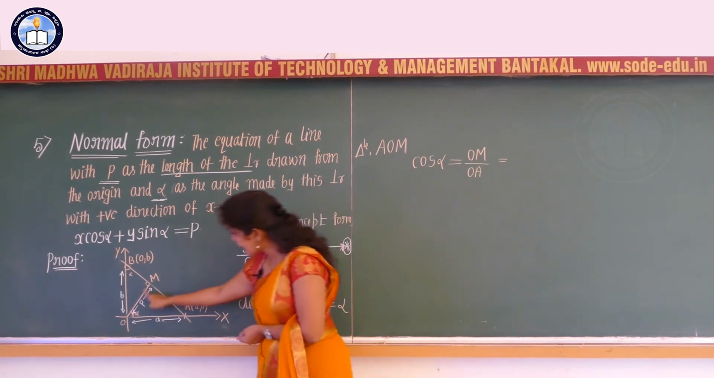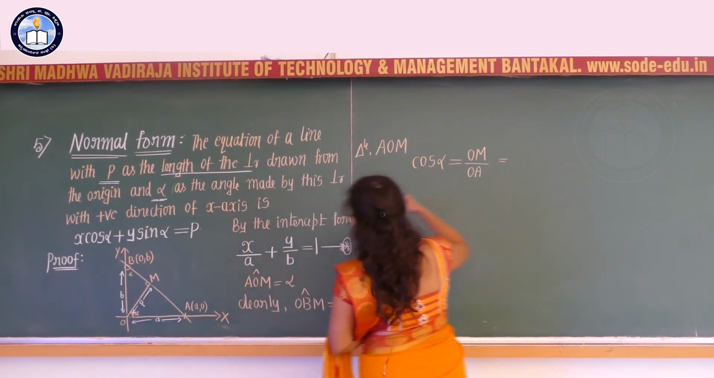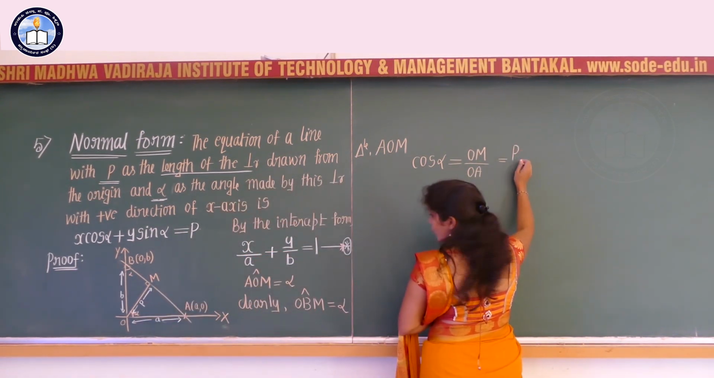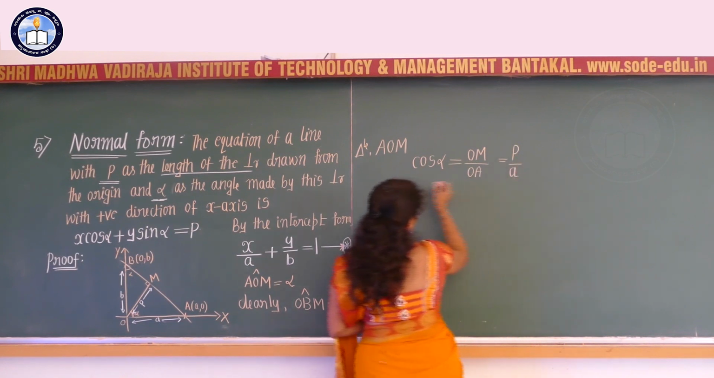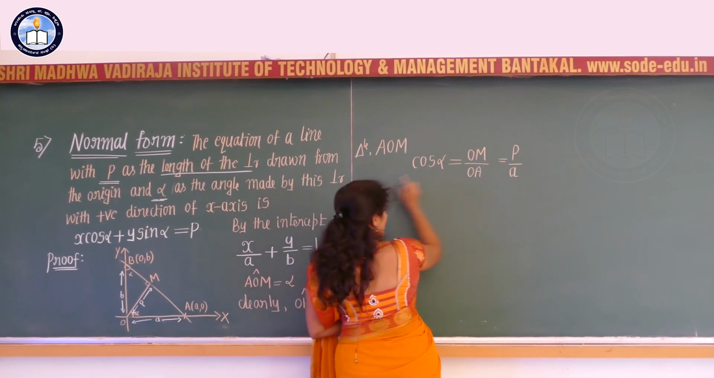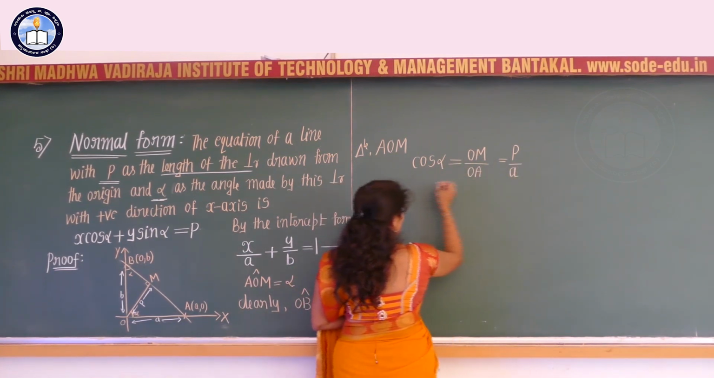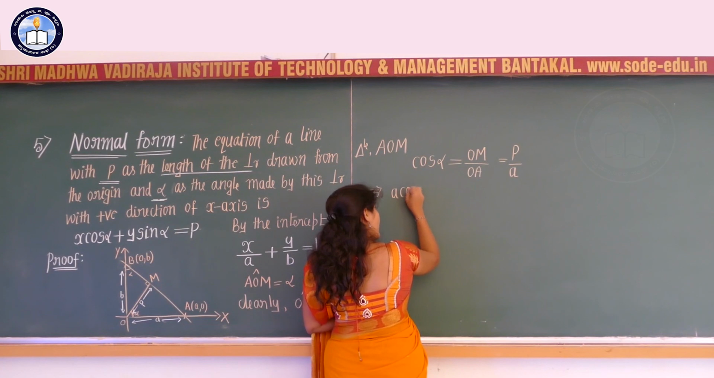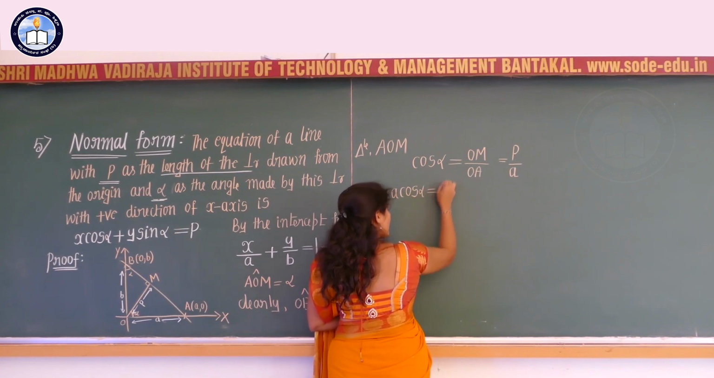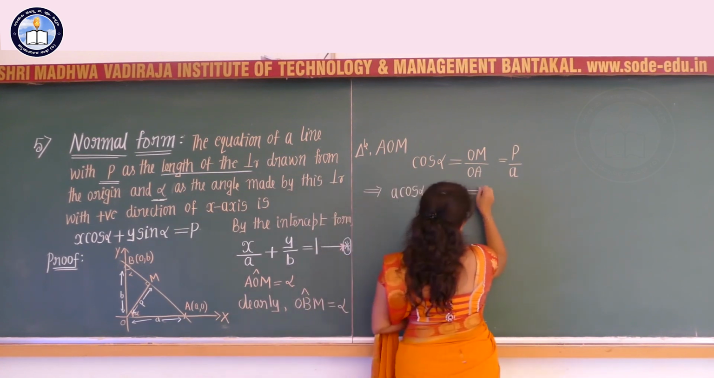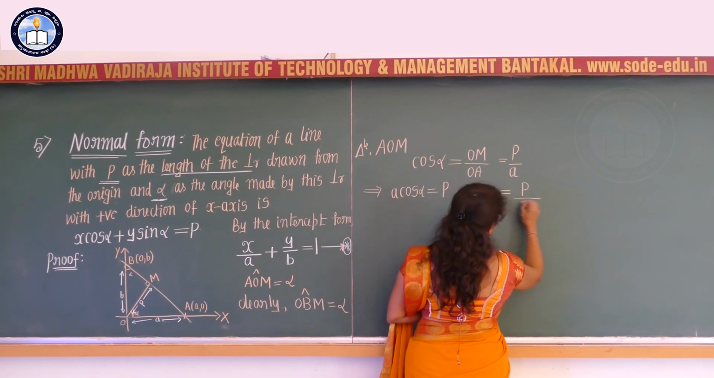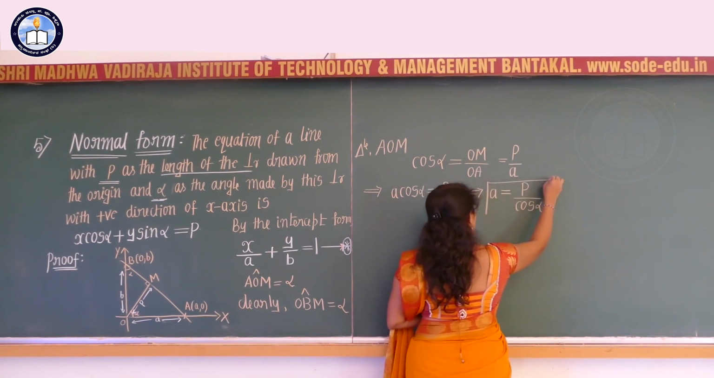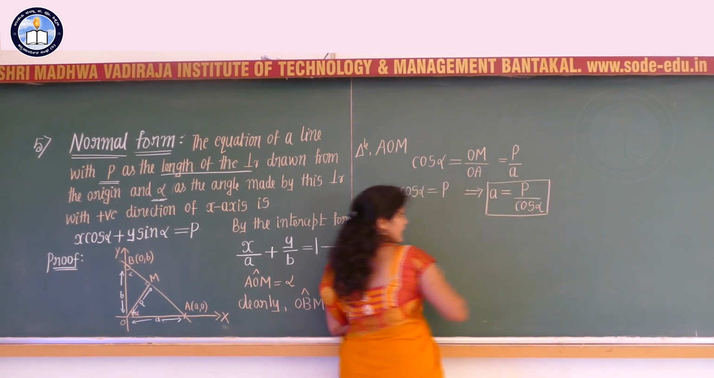What is meant by OM? OM is nothing but the length of the perpendicular, that is P, divided by OA, the x-intercept, that is nothing but A. So cos alpha is equal to P by A, or A cos alpha is equal to P. This implies A is equal to P divided by cos alpha.